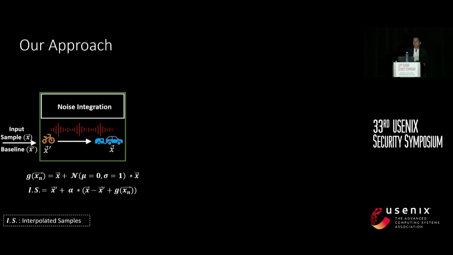So, like I said, first step in our approach is the noise integration. Given the input sample and the baseline, we first add a speckle noise. The reason we opt for the speckle noise was because it's more distributed across the whole input sample, and that's why we also didn't opt for the Gaussian noise, which is more centered. So now the interpolated samples are the new ones, which is given by IS.